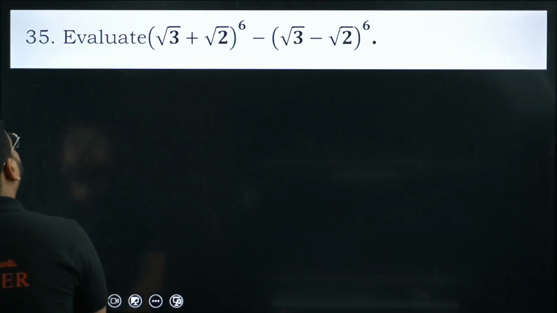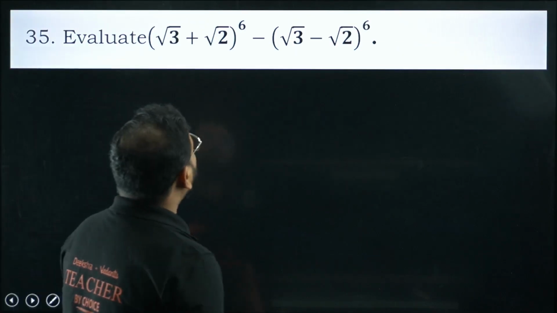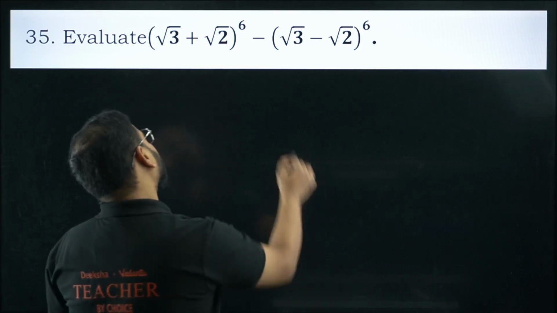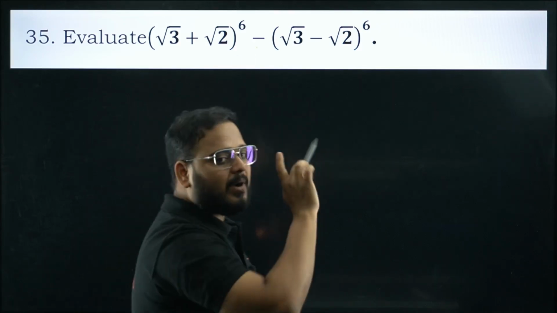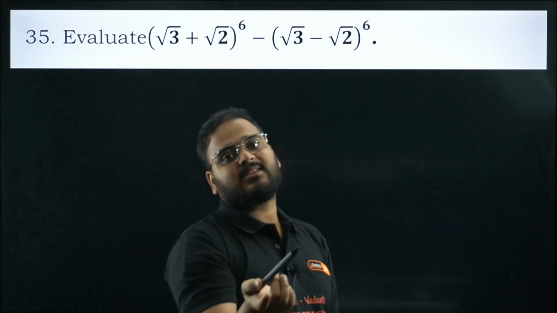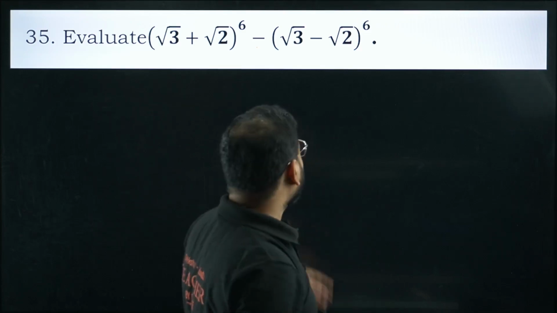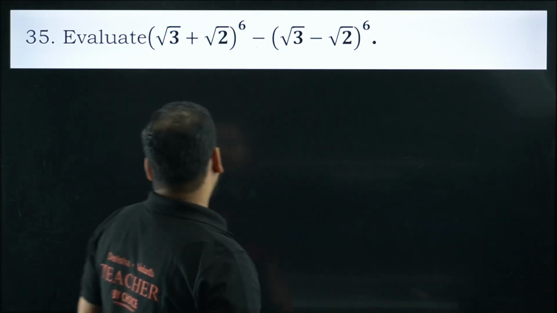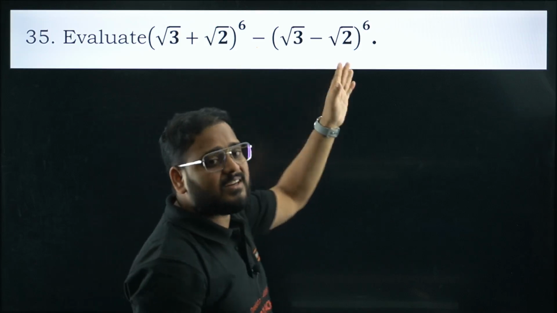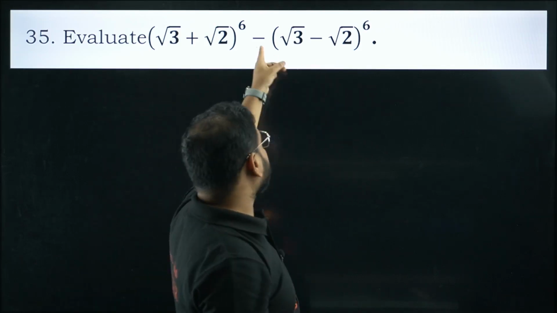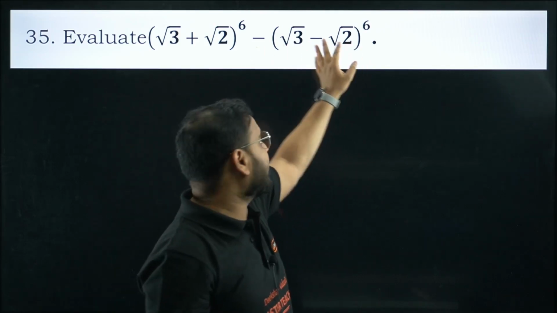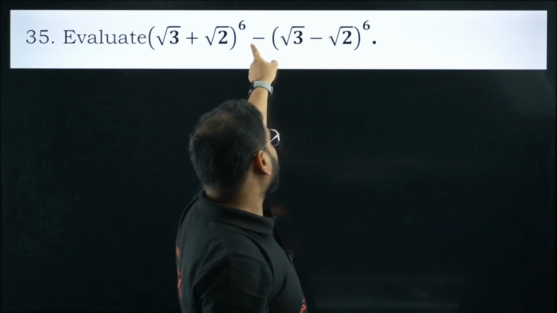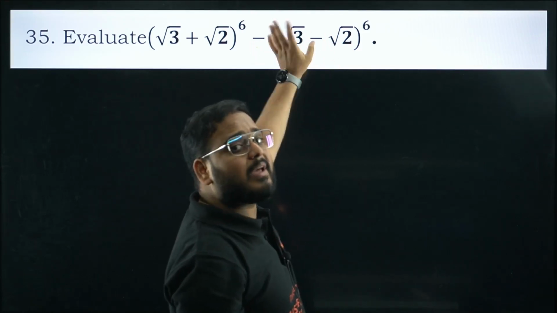But we have to evaluate this value: root 3 plus root 2 the whole power 6 minus this. There's a negative sign over here. It means the odd parts will remain but the even part will get cancelled, because of the minus sign. Even will be positive over here, so even will be cancelled, and odd will become positive because of the minus and minus sign.